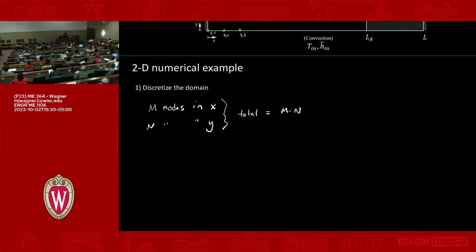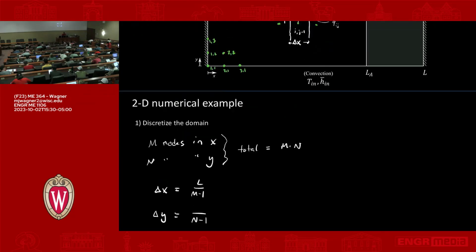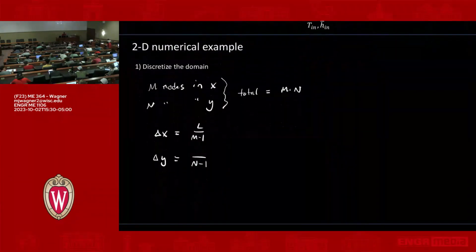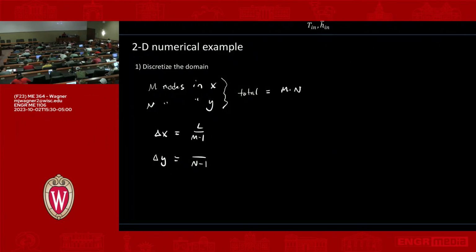All right, so this is the discretization. Let's write out the steps. Delta x, our x step, is L over m minus 1. Delta y is H over n minus 1. I need to clarify that, not L. Let's call that something else. What did we call it? H. Sorry, H over n minus 1.